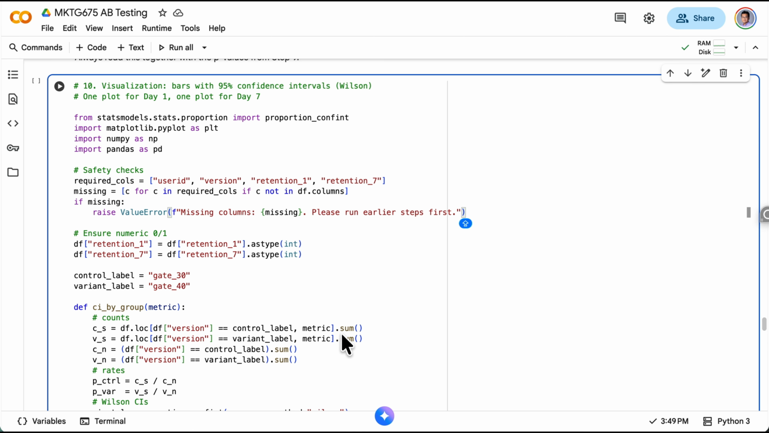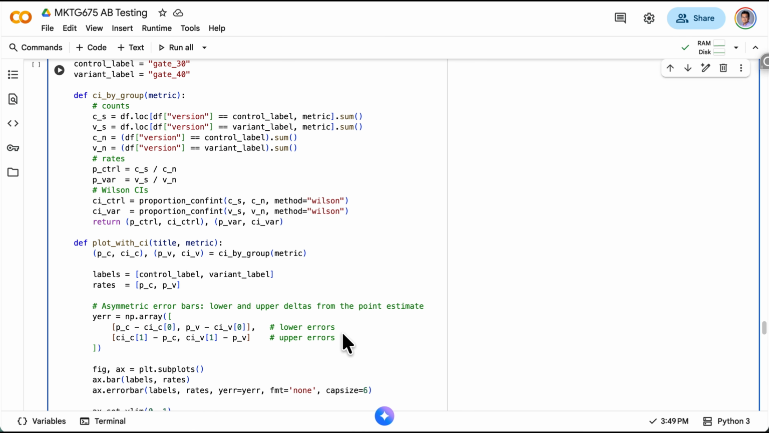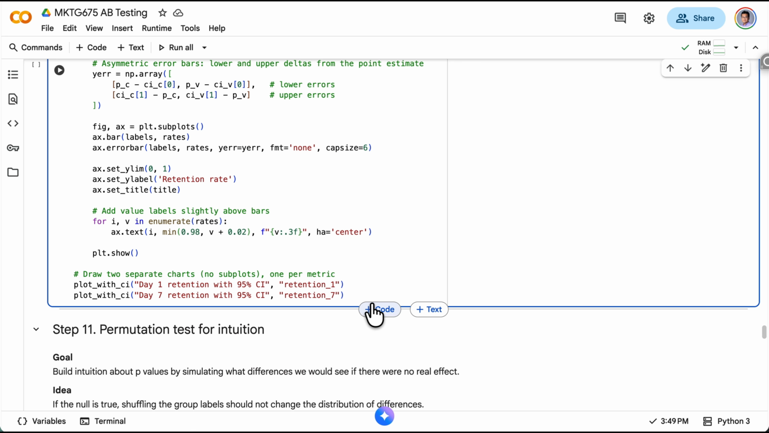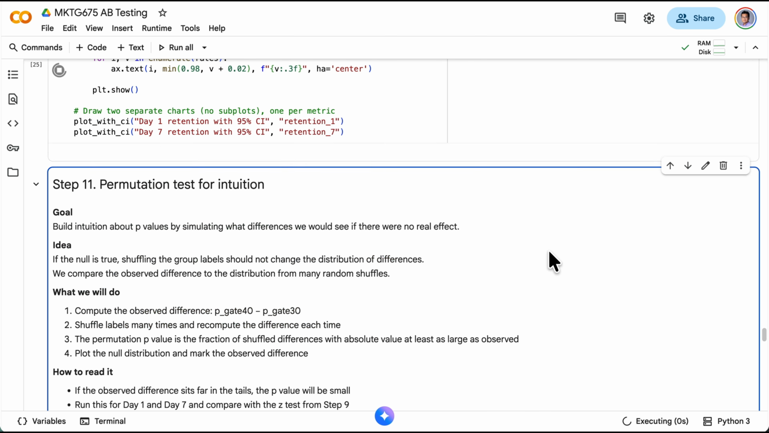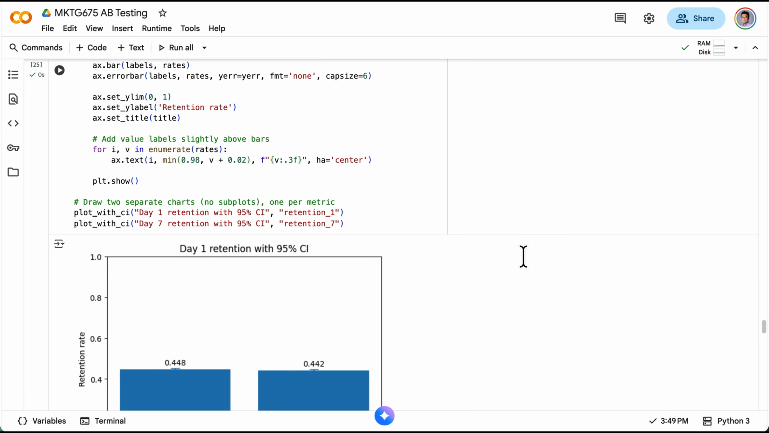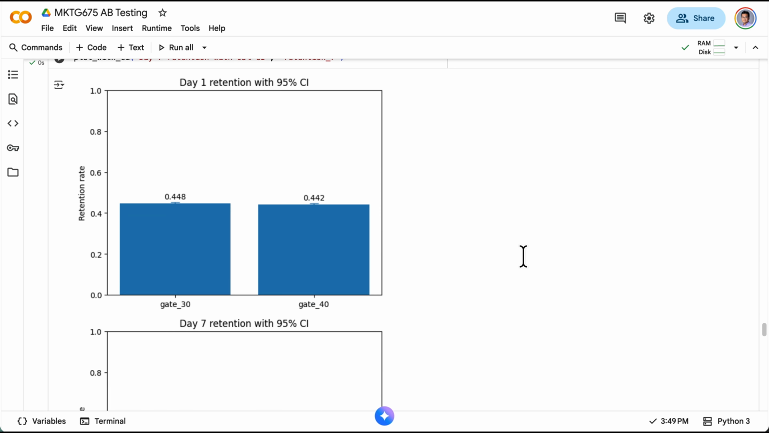Next, we turn the confidence intervals into a picture. This cell draws 2 separate bar charts, one for day 1 and one for day 7. For each chart, the height of the bar is the retention rate, and the thin vertical lines, the error bars, show the 95% confidence interval for that rate. On the day 1 charts, the bars for gate 30 and gate 40 are very close, and the error bars overlap strongly. That matches what we saw from the test. Day 1 differences are small and not statistically significant.